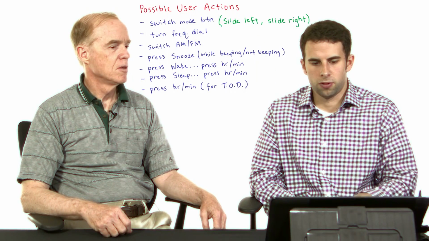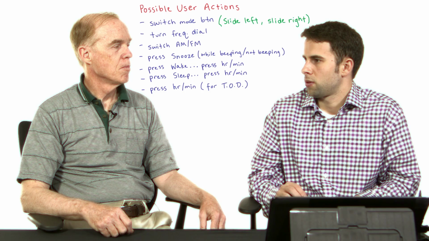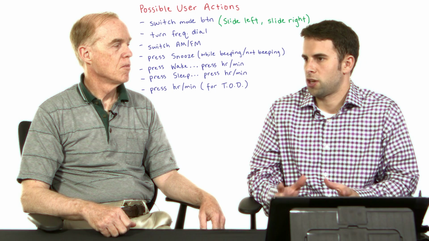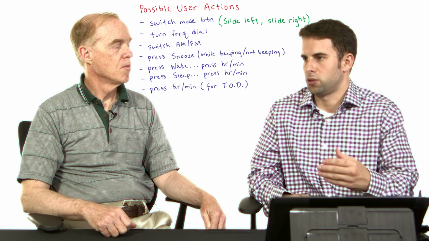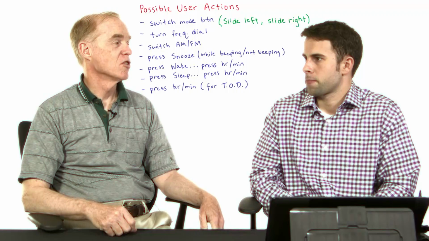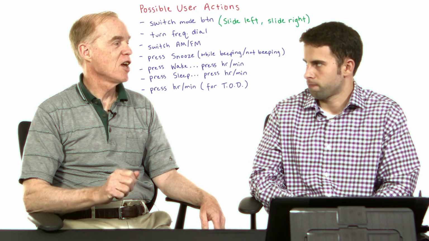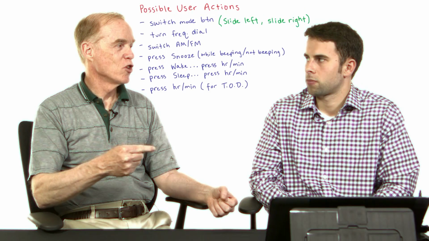Okay, so the first is that the user can switch the mode button, and that's going to change our state machine. You have to look at what mode we're coming out of to determine what mode we're going into. So what is the event? What is it that the user does? It's just clicking that little knob over. So sliding the thing, and there's really two events here. One is pushing it to the right, and one is pushing it to the left.